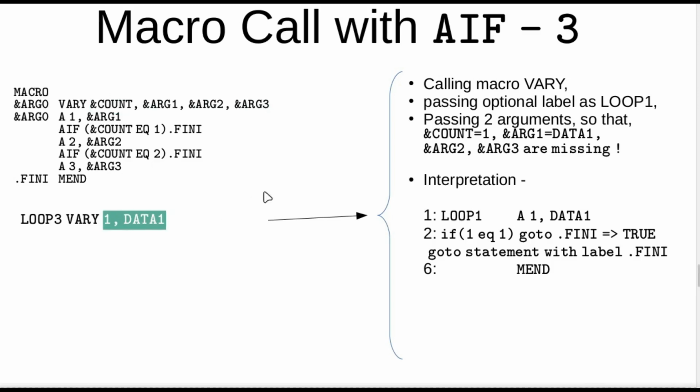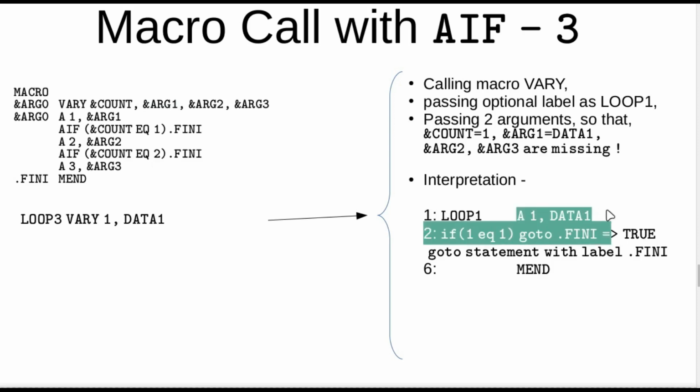Of course, here 1 will correspond to the positional dummy argument, which is ampersand count, and data 1 will correspond to the positional dummy argument ampersand arg1, right? arg2, arg3, both of these dummy arguments are missing any particular value during the macro call. This is pretty evident. So again this interpretation will be a lot more simple. For the first instruction, we have passed the label as loop 3, so that will be the name for the first instruction, followed by the actual instruction itself, A1 data 1.